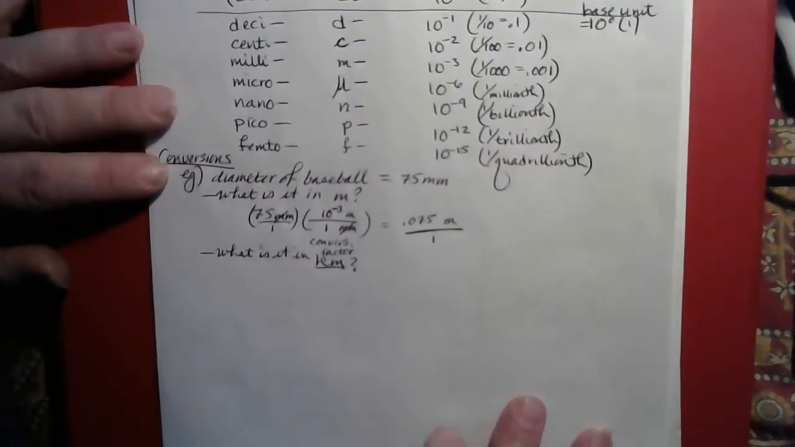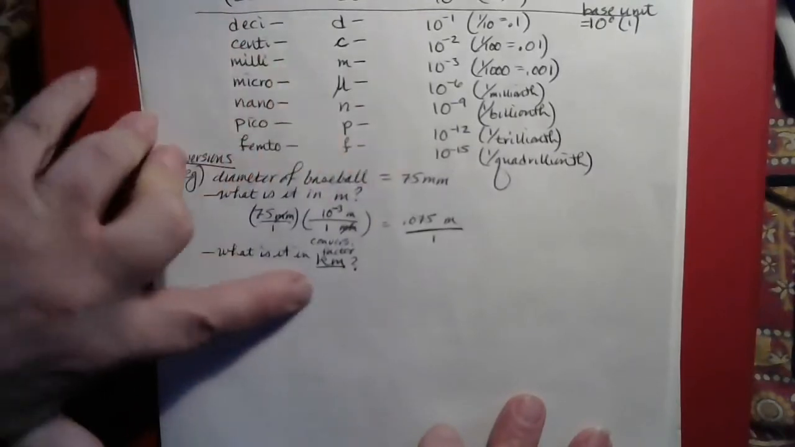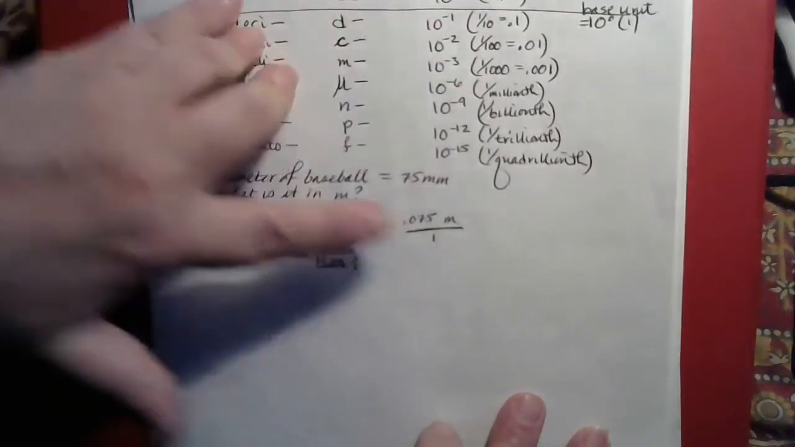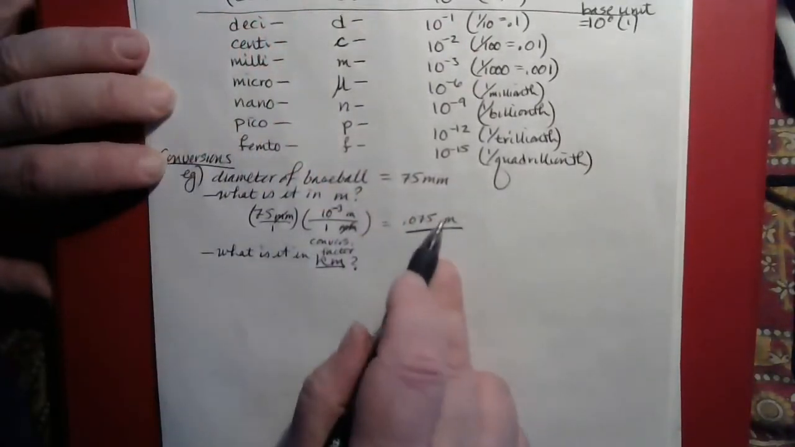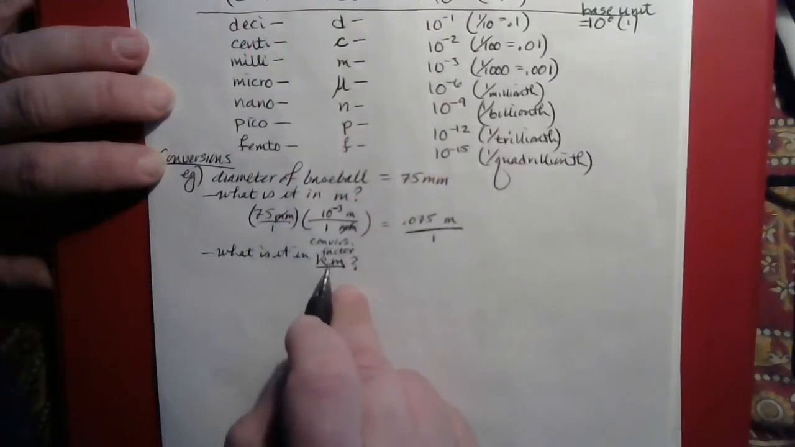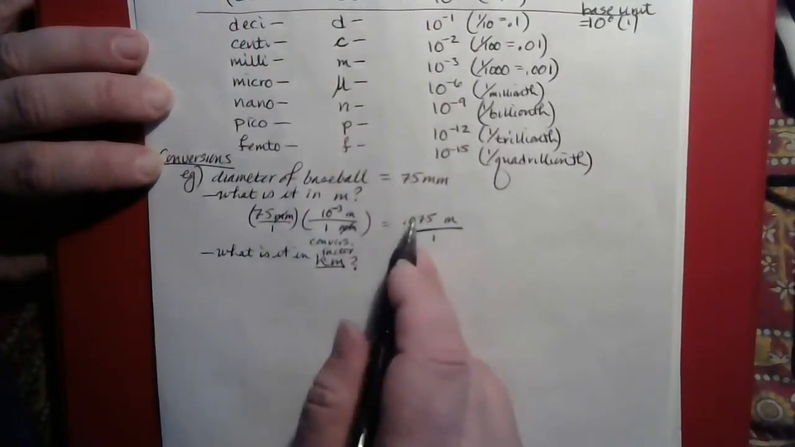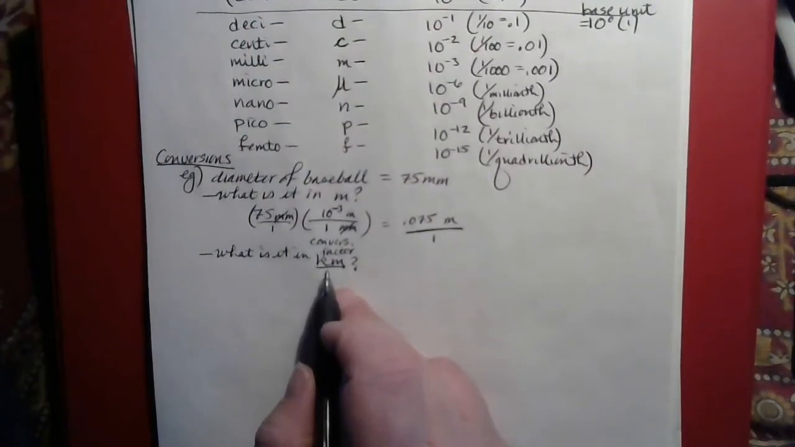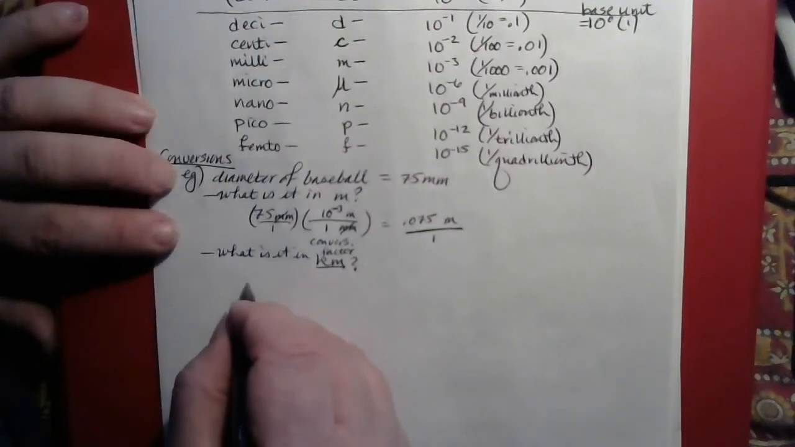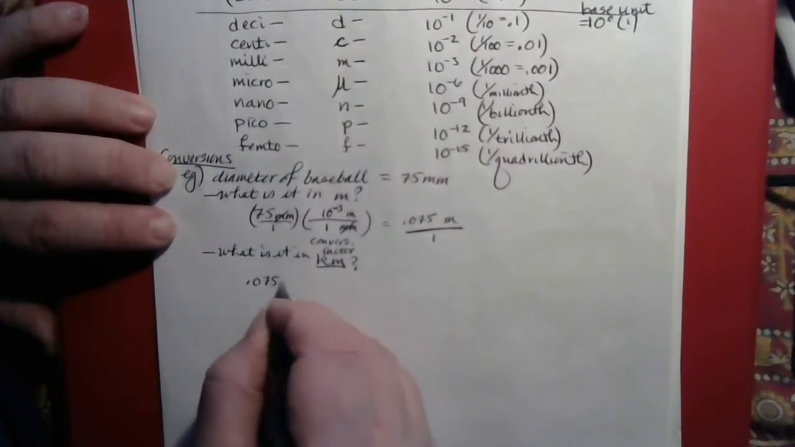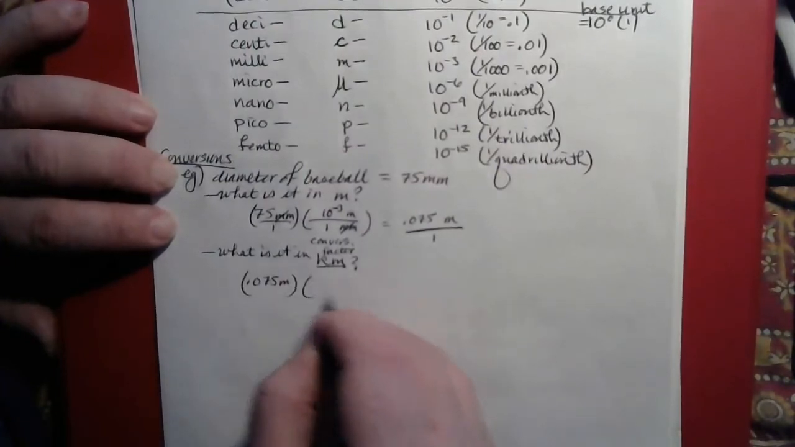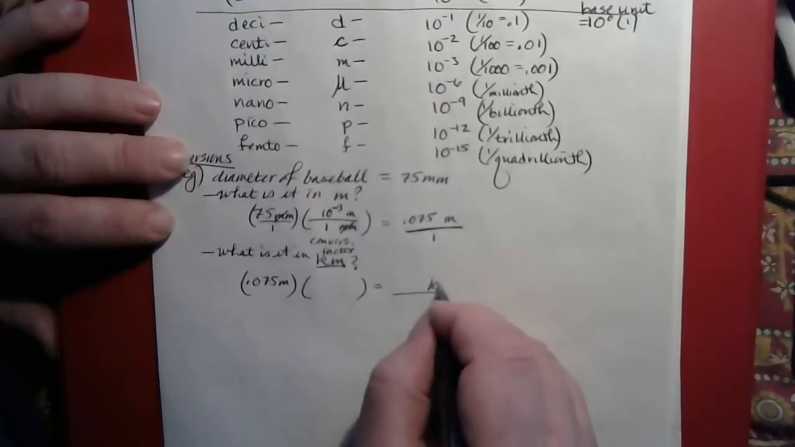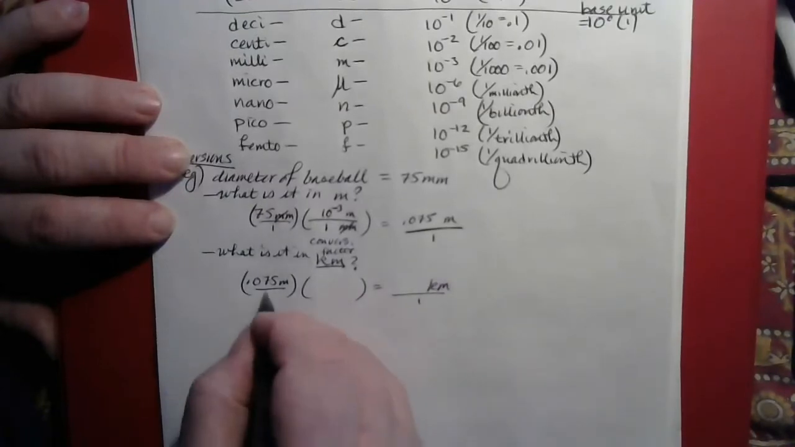Okay, suppose we wanted to know what is the diameter of the baseball in kilometers. Well, actually, now that we've got it in meters, that would be pretty easy because you would be going from a unit with no prefix to a unit with a prefix. So again, all you have to know is the value of the prefix kilo in this case. Okay, so we've got 0.075 meters times your conversion factor, and that will give us a unit that hopefully will end up being with kilometers in the numerator.